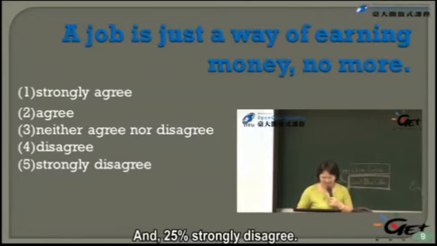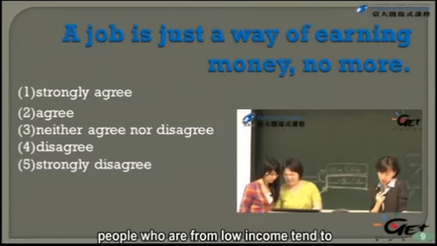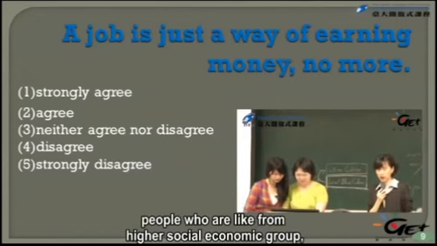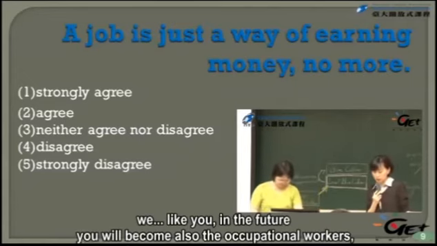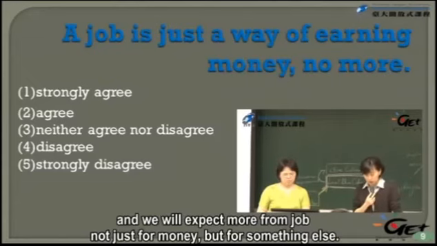And 25% strongly disagree. So for the first question, is a job just a way of earning money, there are very clear social differences. People who are from low income groups tend to consider a job just a way of earning money. People who are from higher socioeconomic groups, like you, who in the future will become professional workers, expect more from a job, not just money, but something else.